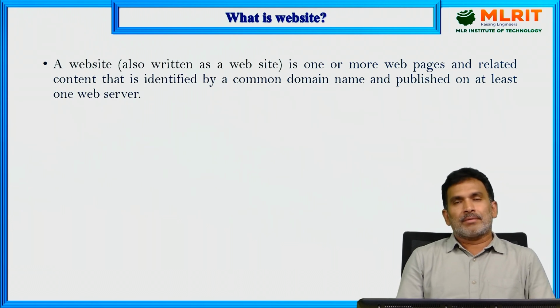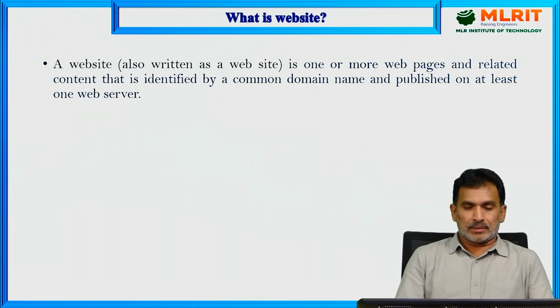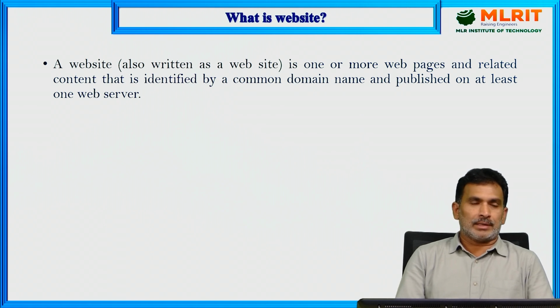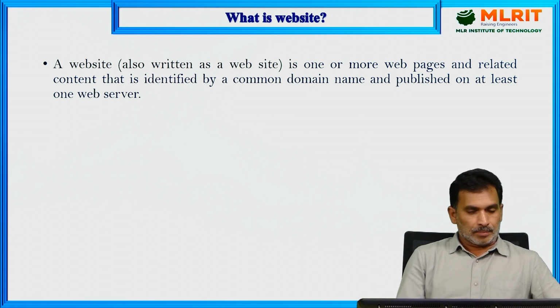So what is a website? A website is one or more web pages with related content, identified by a common domain and published on at least one web server.